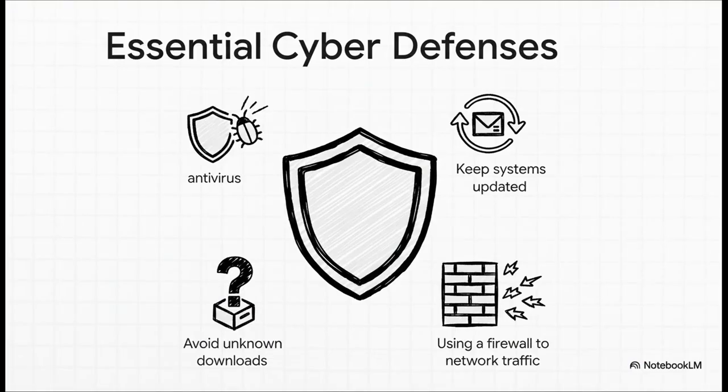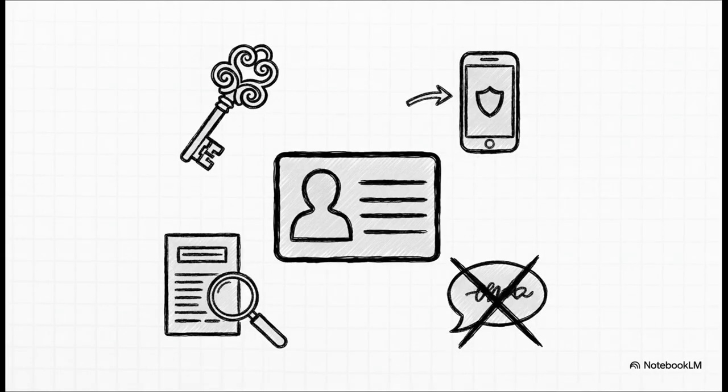First, let's cover the absolute fundamentals. These are the things you just have to do. Having trusted antivirus and anti-malware software, that's your frontline soldier. Keeping your system and all your apps updated is critical. Why? Because those updates often fix the very security holes that attackers are trying to use against you. Being skeptical of downloads and email links, that's your gut instinct. And using a firewall is like having a vigilant gatekeeper for your network, watching everything that comes in and goes out.